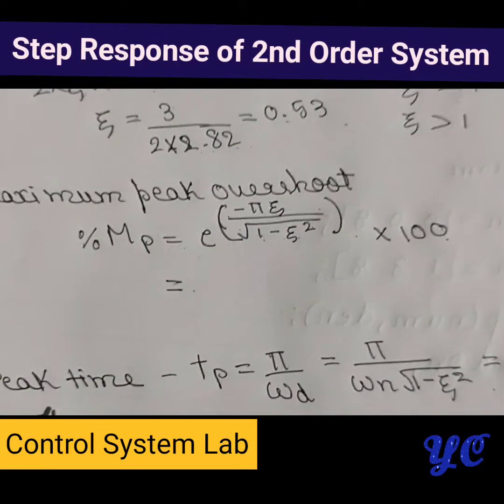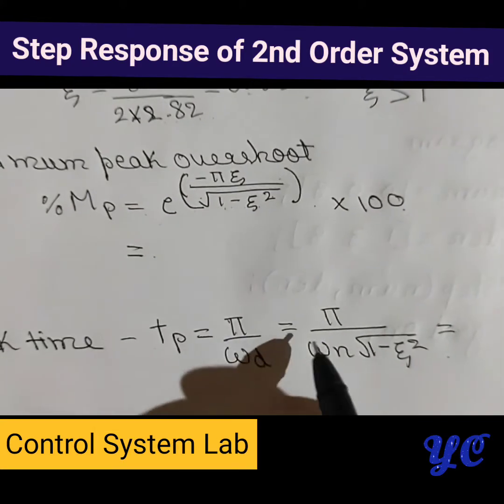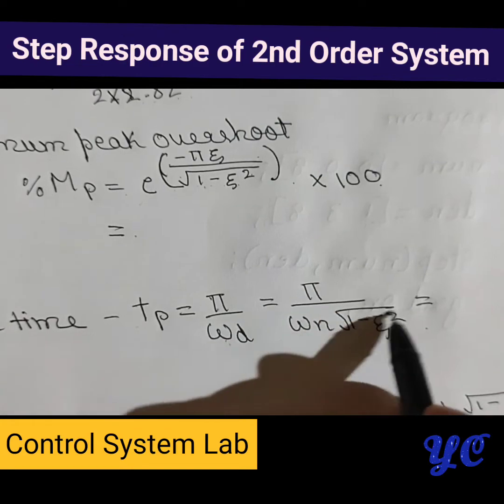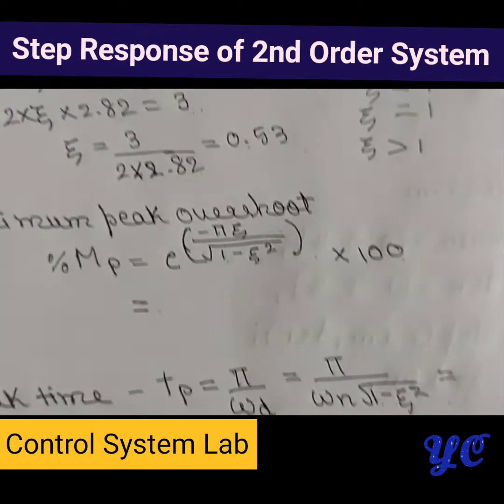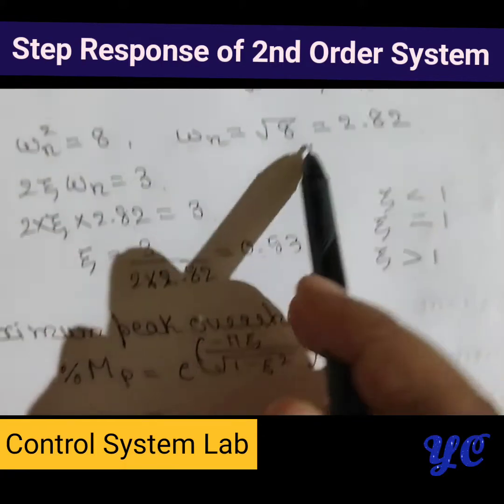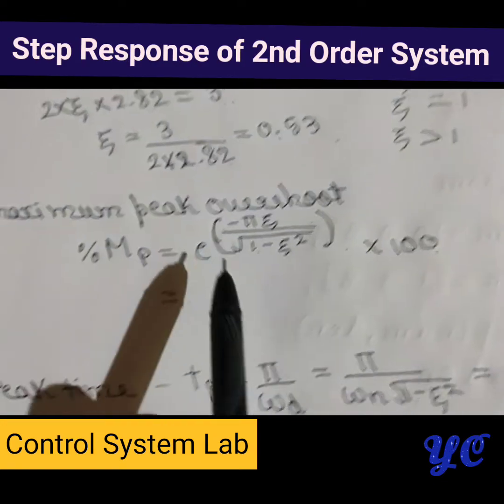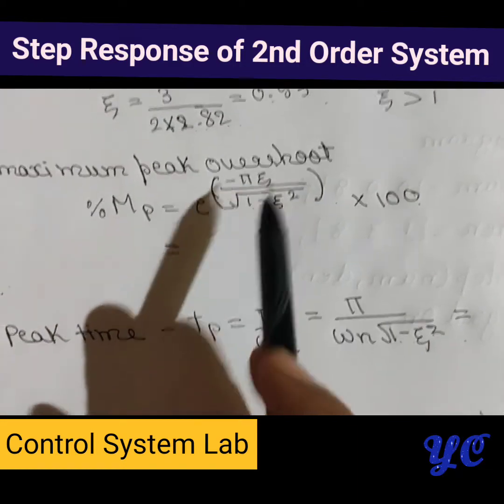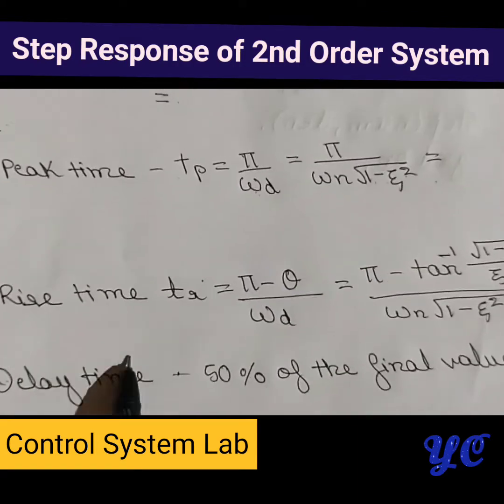Next, peak time. Peak time is pi divided by omega d. So what is omega d? Omega n into square root of 1 minus zeta square. So whatever question they give, first you need to find out omega n and zeta by comparing with the standard equation. Then you need to apply these formulas: maximum peak overshoot, the next is peak time, and next is rise time.